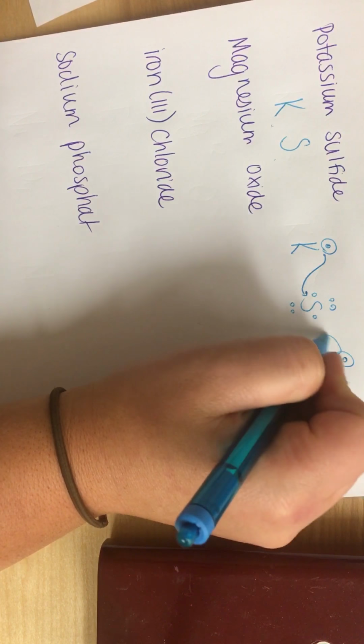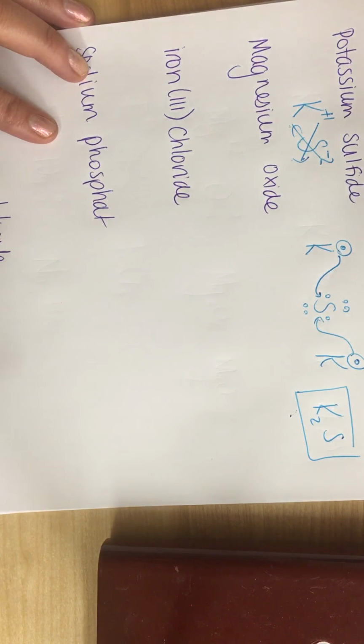Potassium has a +1 charge, sulfur has a -2 charge. So if I just crisscross these over, it gives me the final answer, which is K2S. So for every 2 potassium, I need 1 sulfur.